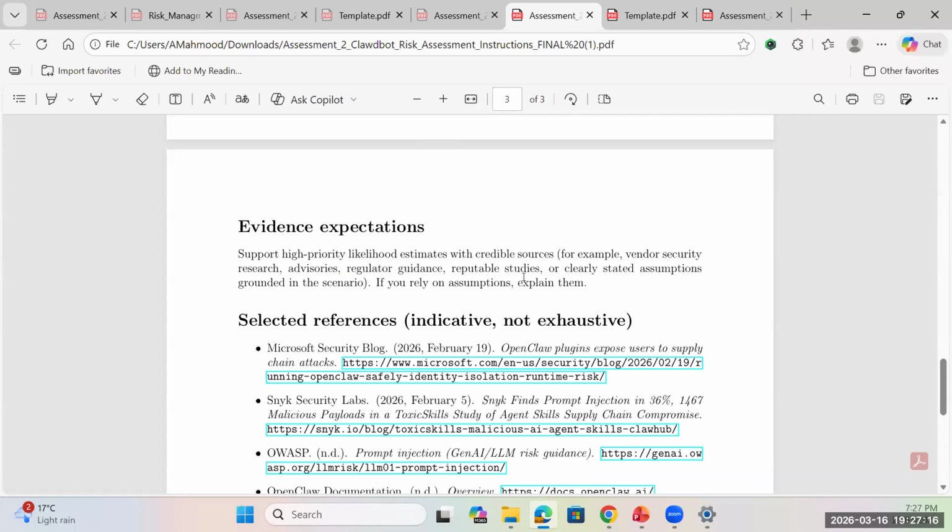So you mean, like in your example of the spam email, what's the likelihood of spam email as an example? Like you find a credible source. Yeah, absolutely. What source do you go to find the threat frequency of spam email? There you go. Okay.